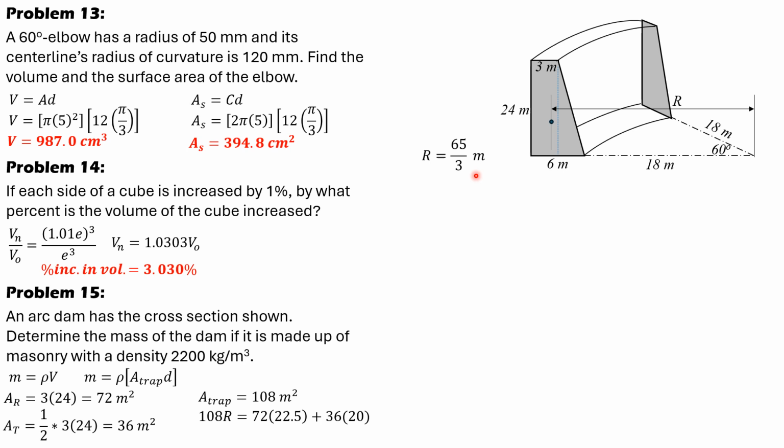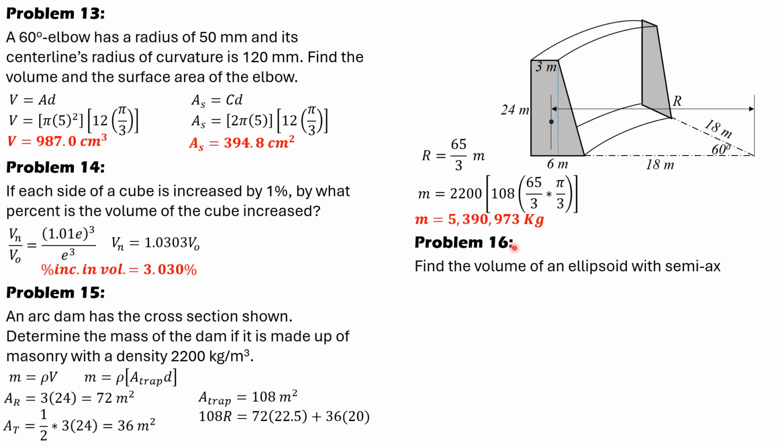We then substitute into the formula. Mass is density 2,200 kilograms per cubic meter, and the area of trapezoid 108, and distance traveled by centroid is r times 60 degrees or r times pi over 3. So 2,200 times 108 times 65 over 3 times pi over 3, and that would be equal to 5,390,973 kilograms, or 5,391,000 kilograms if rounded off to 4 significant figures.